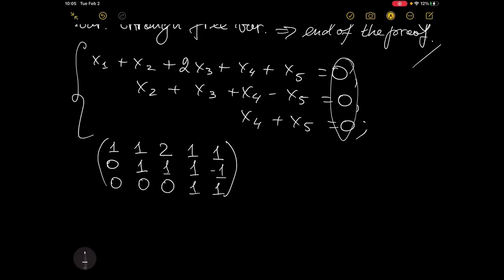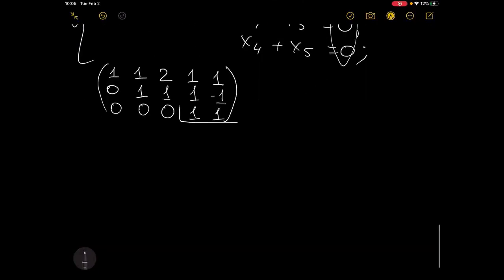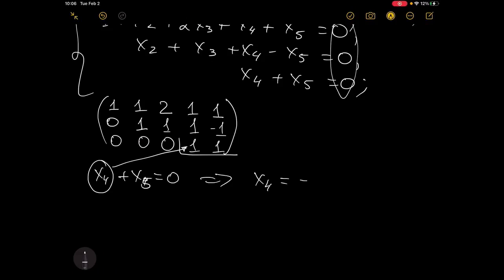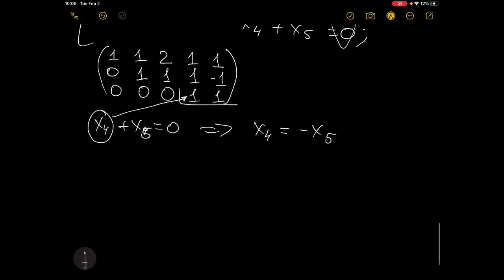Okay, so for the bottommost row, I have the following: x4, pay attention, leading variable, plus x5 equals 0, right? So correspondingly, I can express x4 through x5, right? Clear or not? Clear.